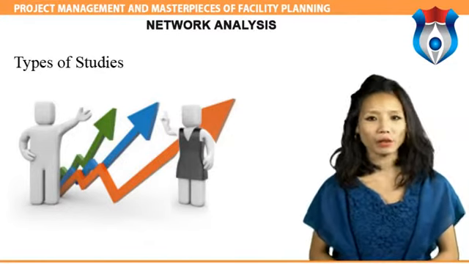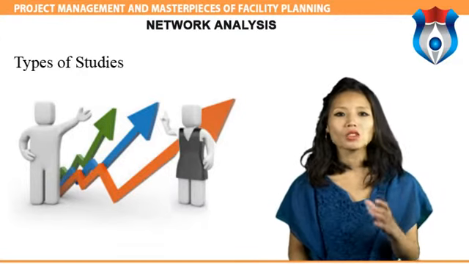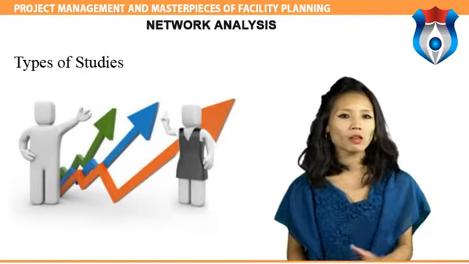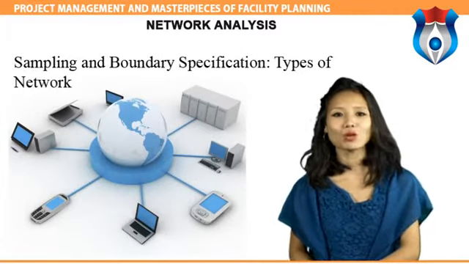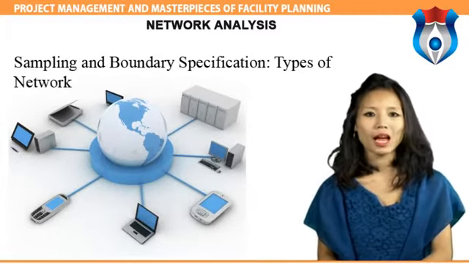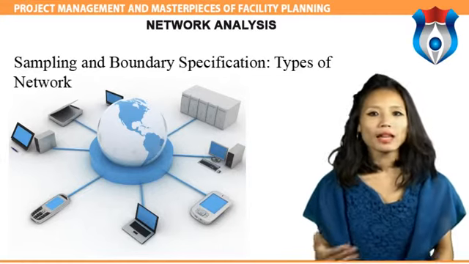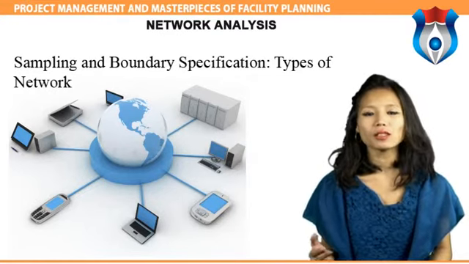In a first kind of research, SNA has been used as a tool to explain individual behavior. In the second kind of studies, it has been proposed to use the structure of the relationships of the members of a group in order to understand the social collective behavior of a group. Sampling and boundary specification. Types of network. A network necessarily consists of a finite set of actors.